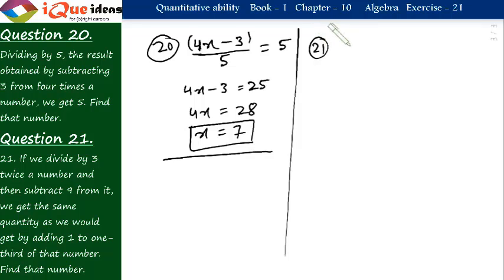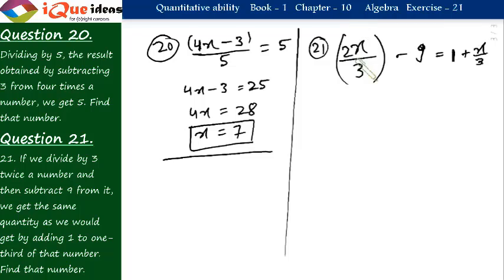Let's say if we divide by 3 twice a number and then subtract 9 from it. So let's assume the number is x. So twice the number is 2x divided by 3. Alright. Now whatever you get, subtract 9 from it. I believe it's more of an English question. Be careful. If we divide by 3 twice a number and then subtract 9 from it, we get the same quantity as we would get by adding 1 to 1/3 of that number. So if I assume the number to be x, this is what the question is saying.